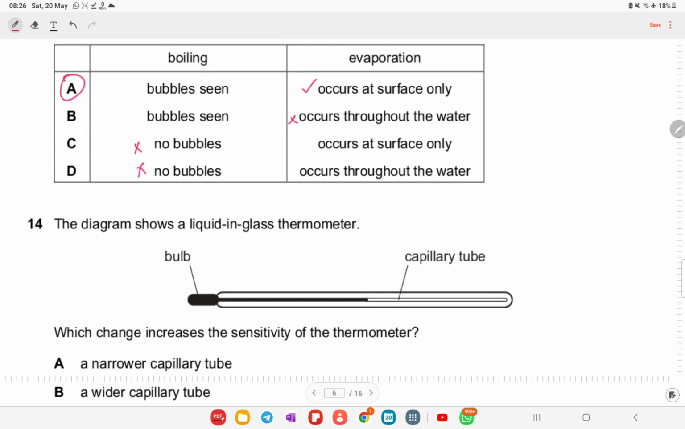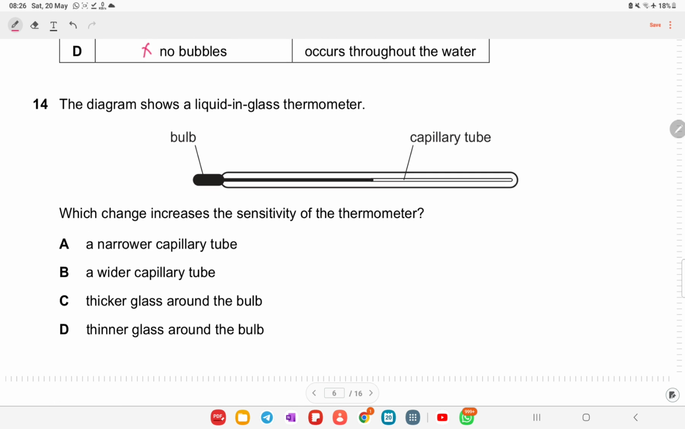13A. The diagram shows a liquid in glass thermometer. Which change increases the sensitivity of the thermometer? So for the sensitivity, you must have remembered this: a narrow capillary tube. The capillary tube, you can see over here which one is the capillary tube. So it will change the sensitivity of a thermometer.